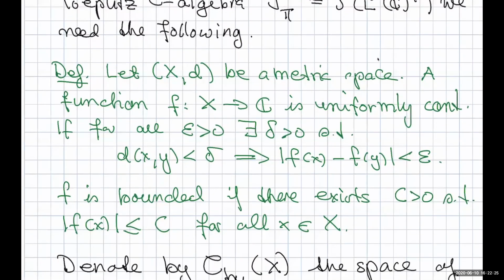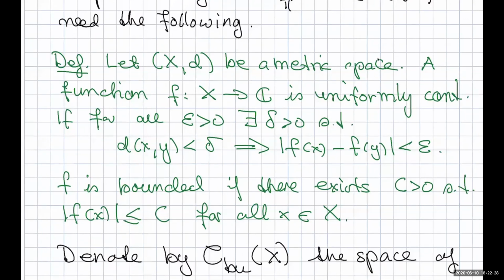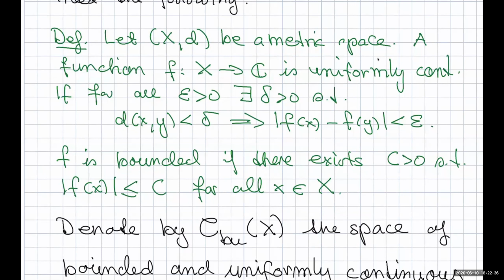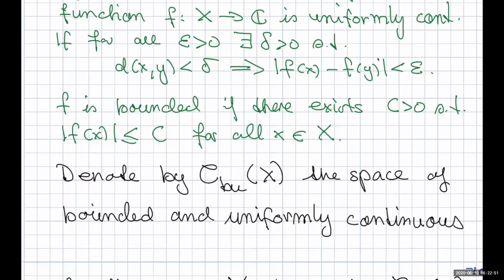But we can still say something. So we take a metric space, and we say a function on the space is uniformly continuous if, okay, we all know what it means, you have epsilon positive, then you can find a delta. So if the distance between x and y is less than delta, then the distance between the values is less than epsilon, okay? And we know what a bounded function is, and then we have the uniformly continuous bounded functions, okay? If f is a uniformly continuous and bounded function, then so is the complex conjugate.